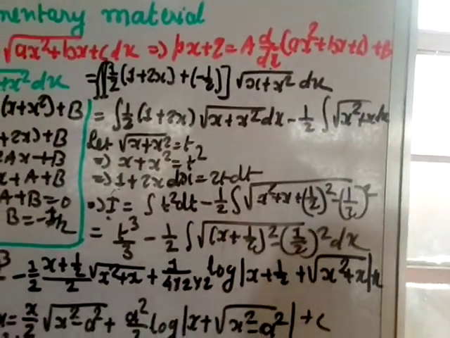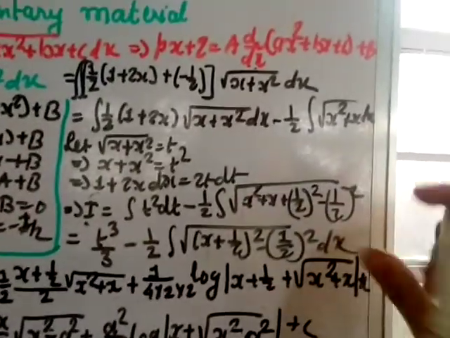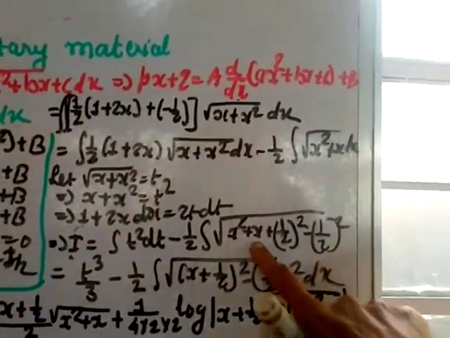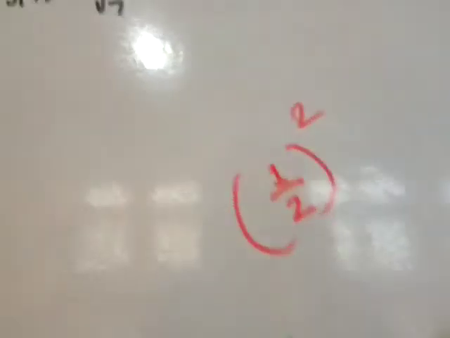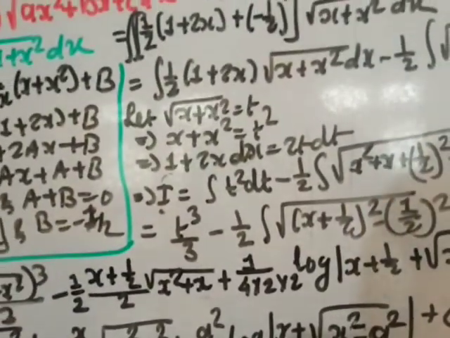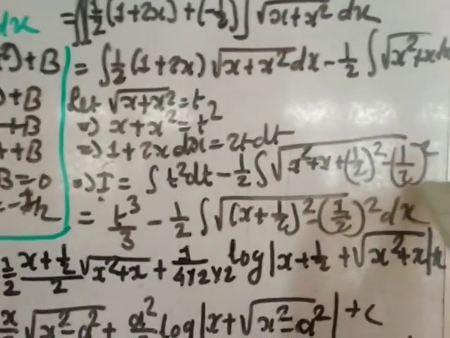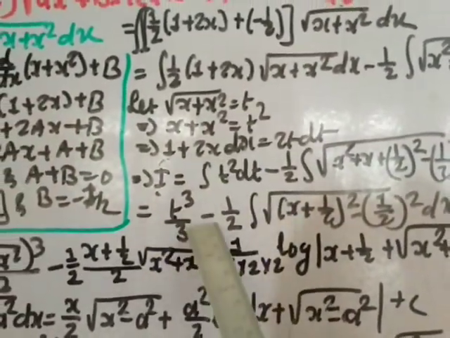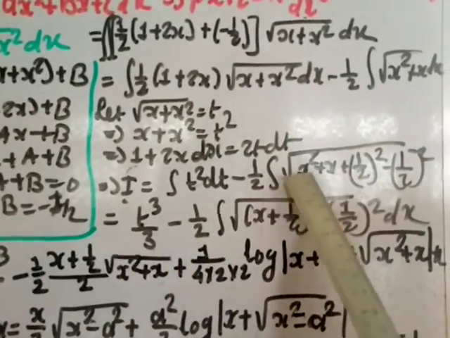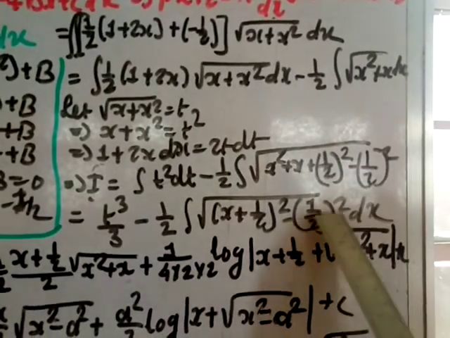So x square plus x. You remember we have done perfect squares previously. Here x square as it is, x as it is, and the coefficient of x is 1, so you have to take 1 out, divide by 2, square it and add, and square it and subtract. So I have directly added 1 by 2 whole square minus 1 by 2 whole square. There is no other constant term, so I'll keep just that. So the integral of t square is t cube by 3, minus 1 by 2 times the integral of square root of (x plus 1 by 2) whole square minus 1 by 2 whole square, dx.